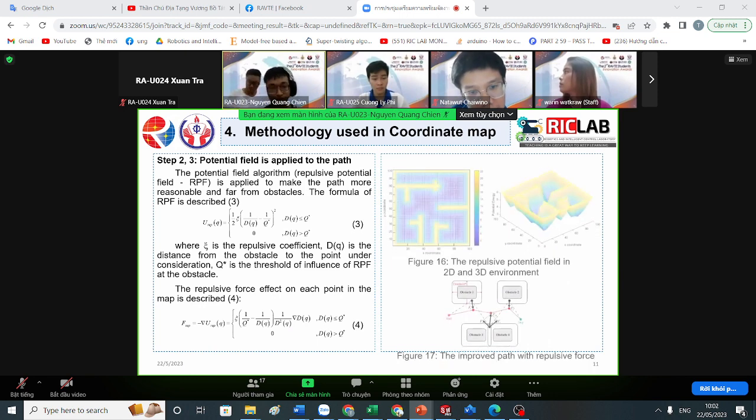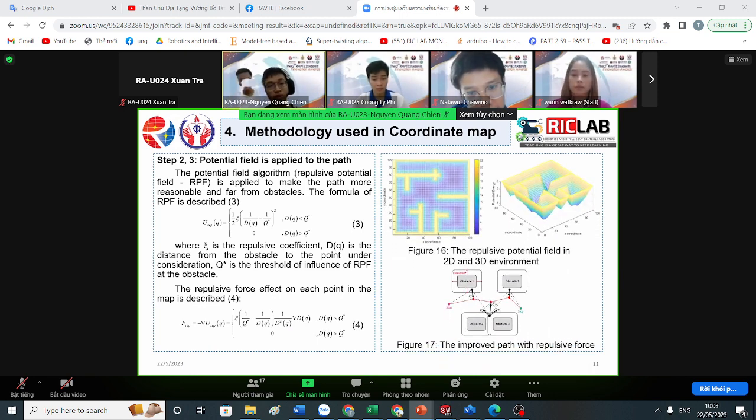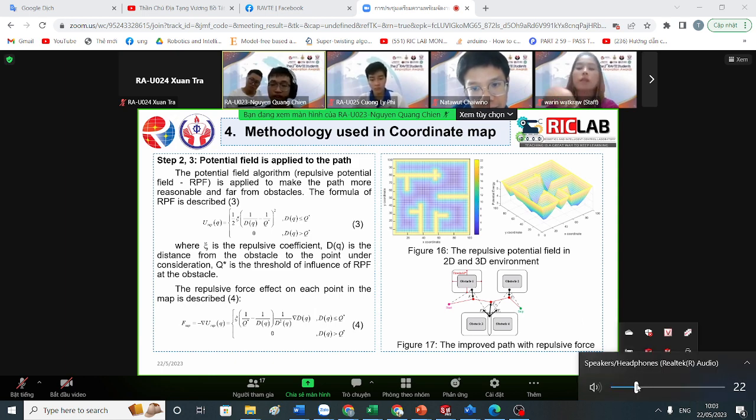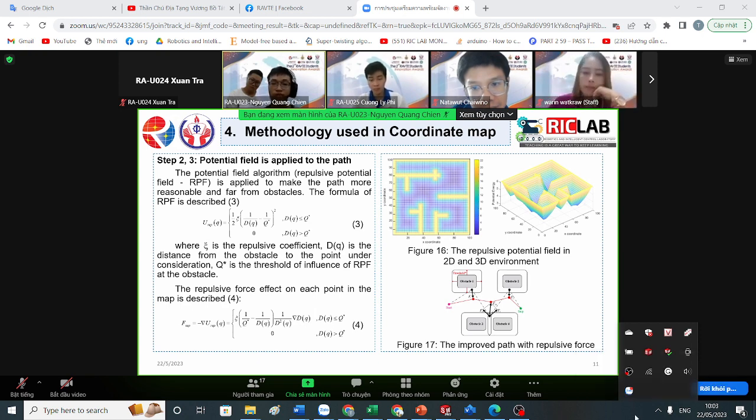Next, we will use the potential field. The potential field we use for avoiding obstacles. There are two equations here. Equation 3 is the repulsive potential field, and equation 4 is the repulsive force. On the right, you can see figure 16, the repulsive potential field in 2D and 3D environments. We have simulated it in MATLAB. And if we have more than one obstacle, the force that repels the robot is the combination of the forces from the obstacles.